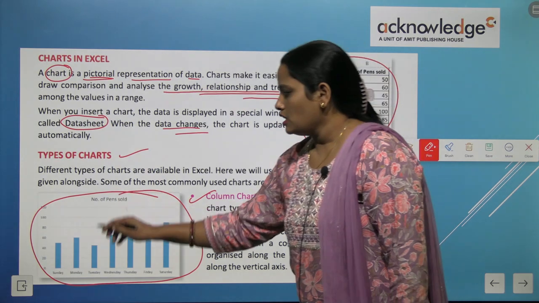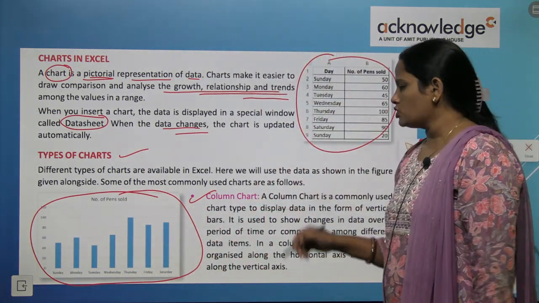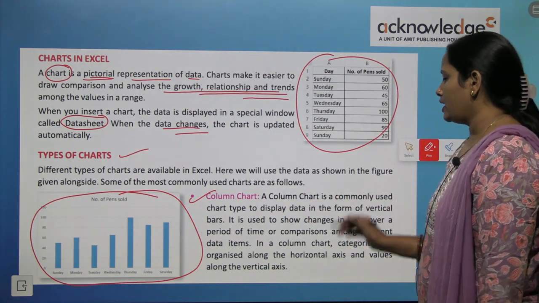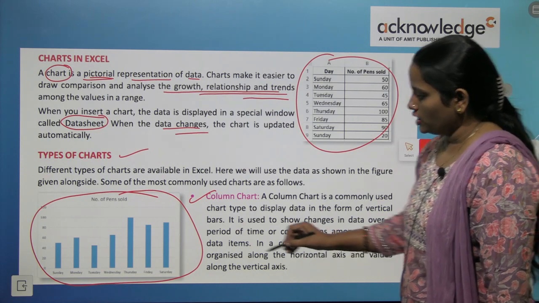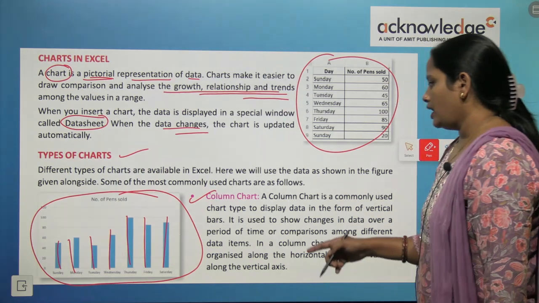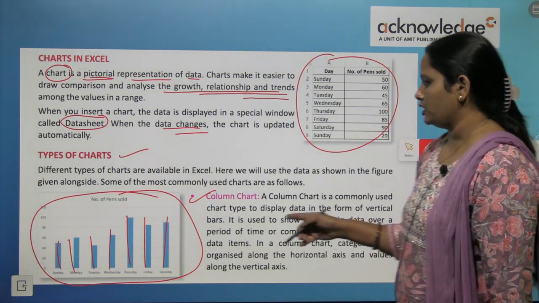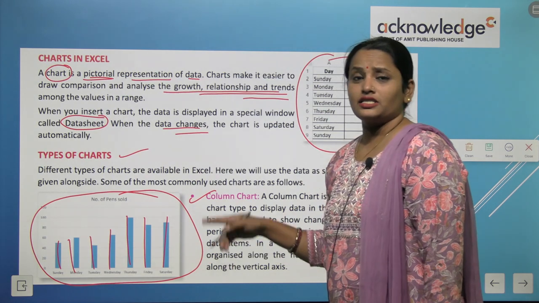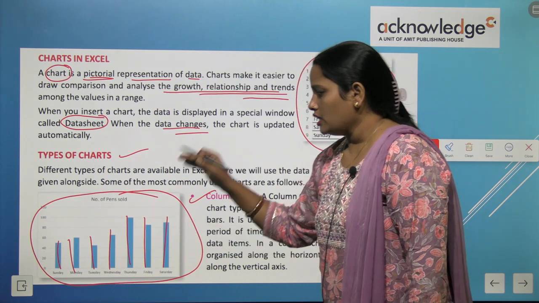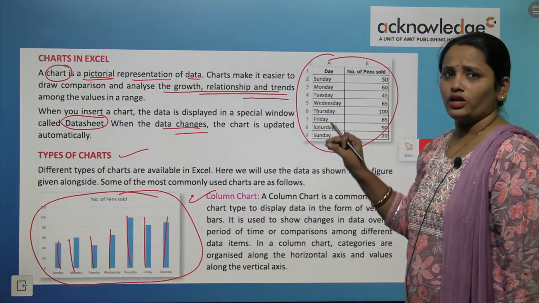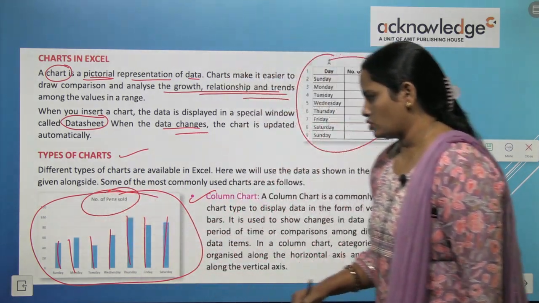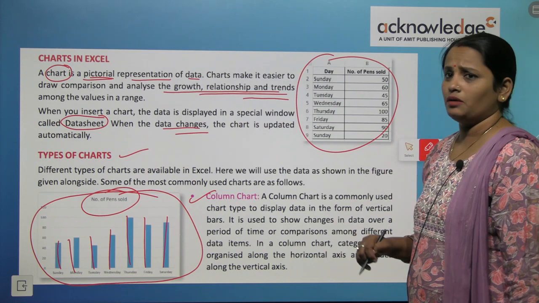In this we can see different columns are made. It is a commonly used chart type to display data in the form of vertical bars. So these are the vertical bars. Next, it is used to show changes in data over a period of time. So here we can see it is like a bar graph that we use. Here the data shows us ups and downs in the number of pens sold. So this is like a bar graph.